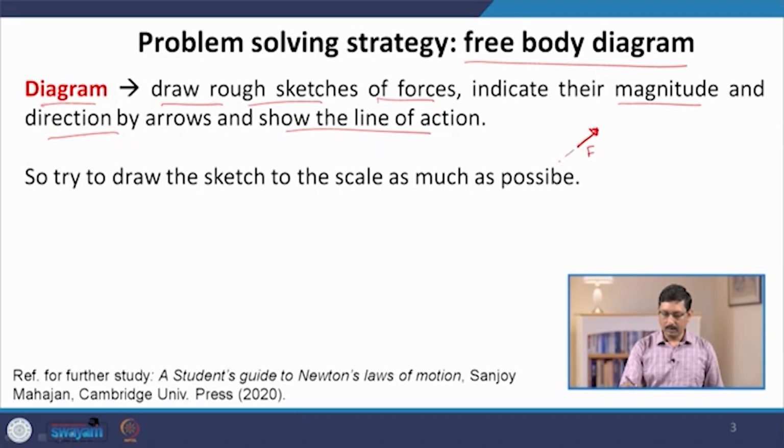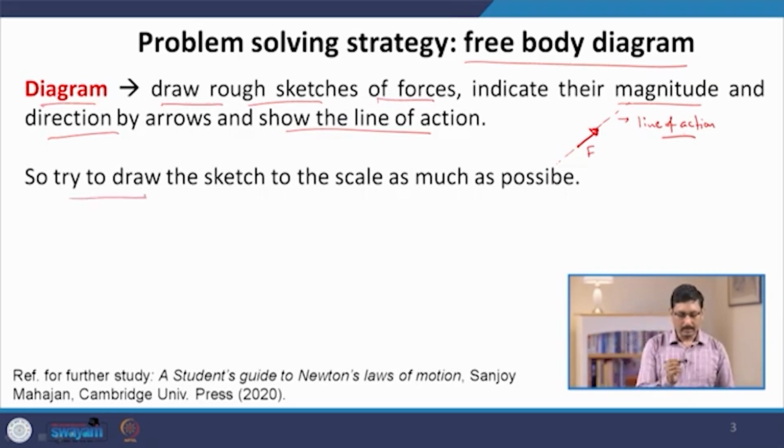Then if you draw a line along the direction, extended infinitely in both directions, this line is called the line of action. We shall see that this is important when we consider the rotation of the system. So, the point is, draw the sketch, and draw it to scale as much as possible.